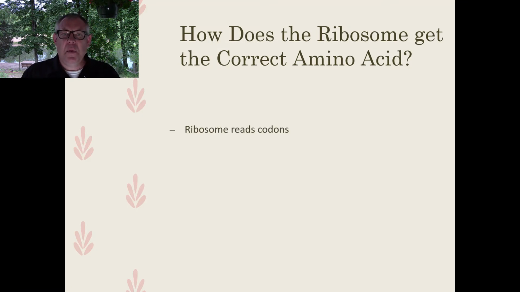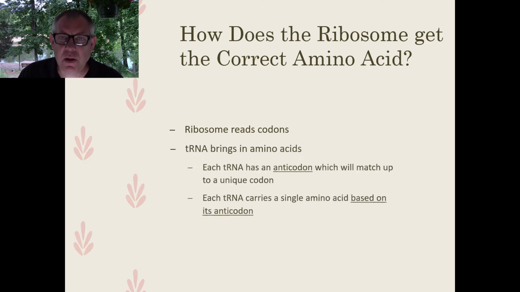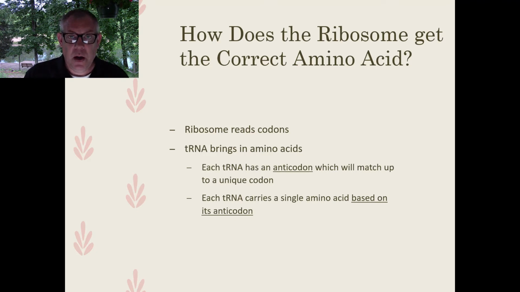And so, in a little bit more detail, again, we say the ribosome reads the codon, but how do you get that correct amino acid? Well, it's actually the tRNA that helps with that. So the tRNA comes in, and it has an anticodon. And so it's just like we did with DNA and with RNA. If you know the nucleotide sequence, you know what will pair with it. And so if you know the codon, you know the anticodon.